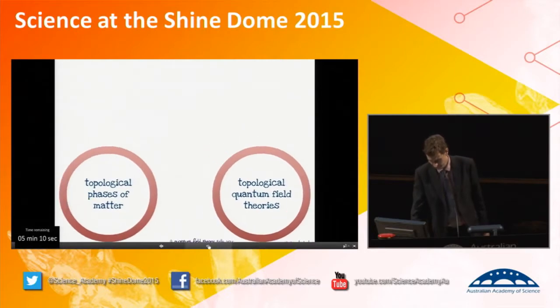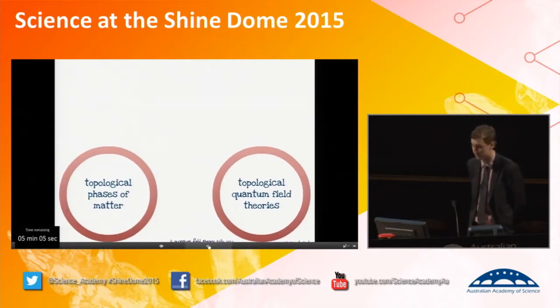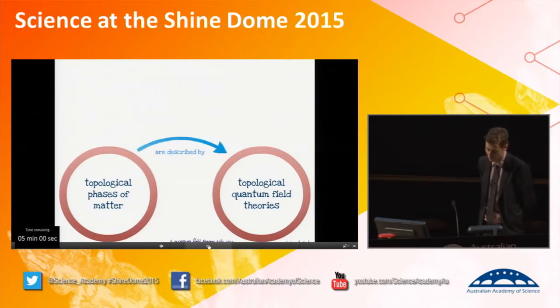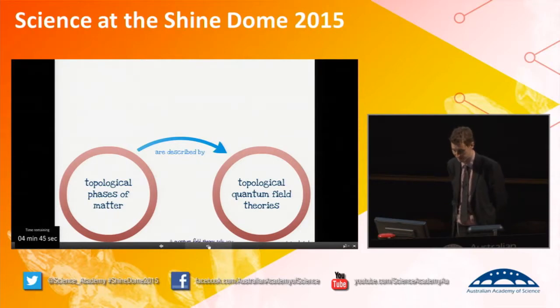So what on earth, then, is the connection between topological phases of matter and topological quantum field theories? Well, it appears that topological phases are described well by topological quantum field theories. Now, this isn't a theorem or anything like that. This is an observational matter. You can argue about how well they're described by topological quantum field theories, but topological quantum field theories are certainly part of the story describing topological phases of matter.